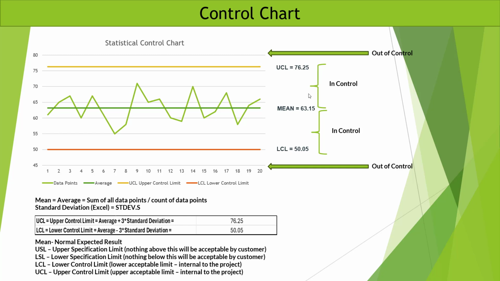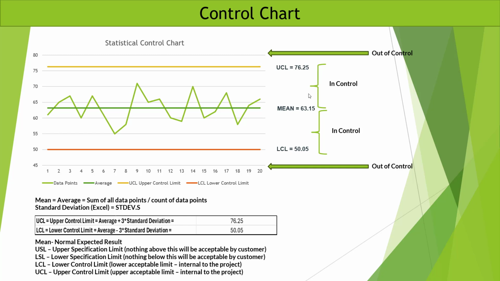On the top, between 75 and 80, you will see an amber horizontal line, which is your UCL, the upper control limit, internal to the project team, which is 76.25, and we have seen how we calculated that. At the lower bottom, at 50.05, there is a red horizontal line, which is the lower control limit, again internal to the project team. If any data value ranges between less than 76.25 and greater than 50.05, it is still in control, and the process is still in control.